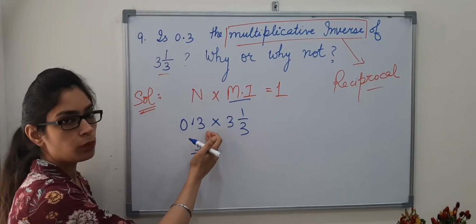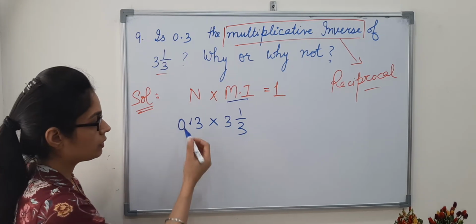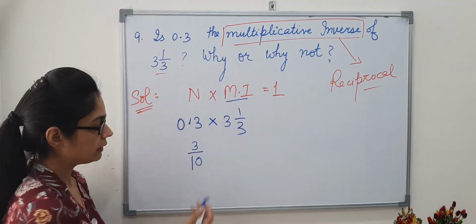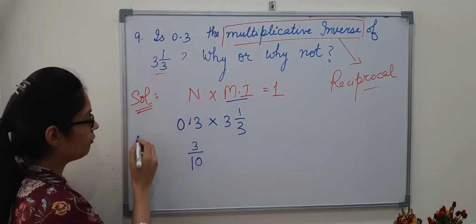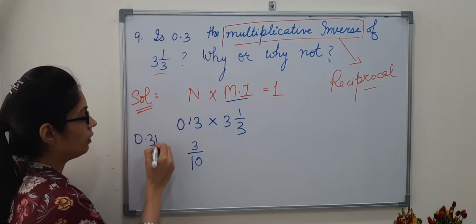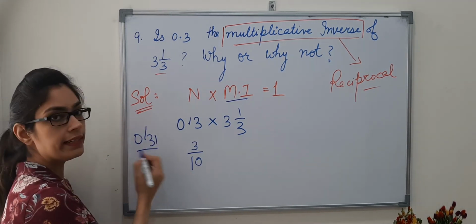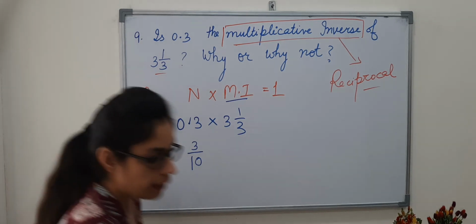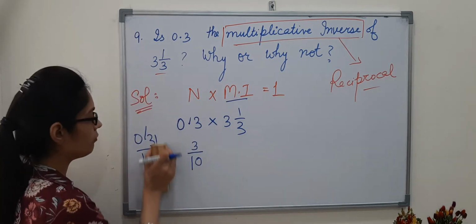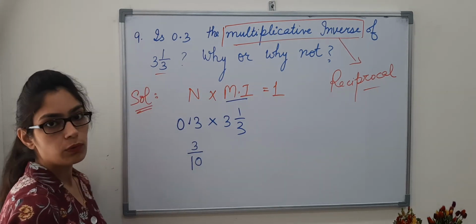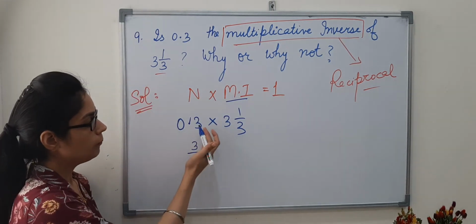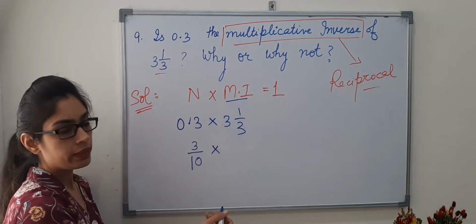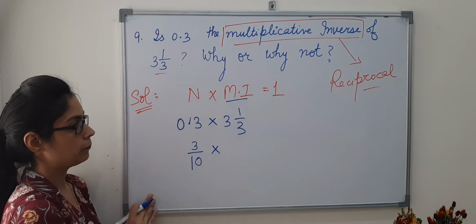So if I remove the decimal of any number, see 0.3, only one digit was there after the decimal, that's why I am writing 10. If two digits are there, then while removing the decimal I will write 2 zeros with 1, like this. I know, and I am sure every one of you knows how to remove a decimal. So on removing a decimal, 0.3 can be written as 3 by 10.